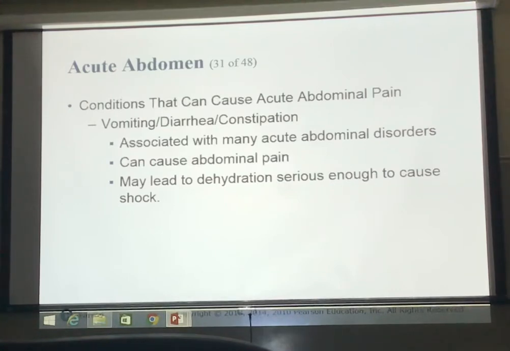You should be concerned when diarrhea has persisted for days, hours in the case of vomiting, and the patient has become dehydrated, okay?